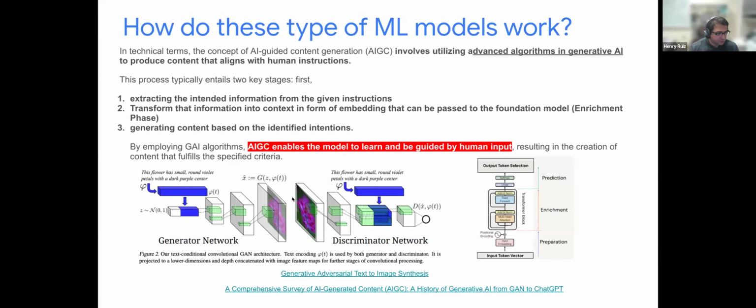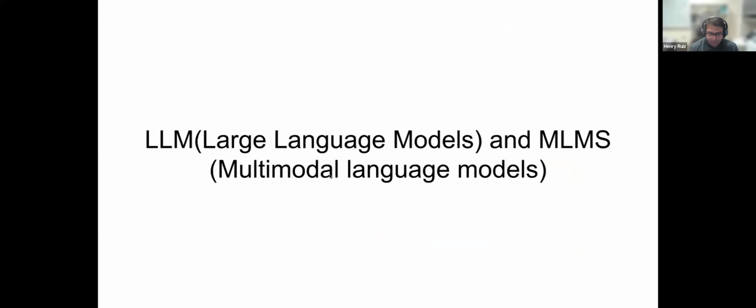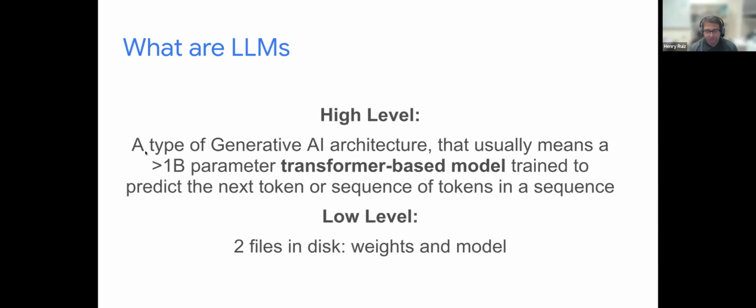Okay, so moving on, we're almost done. We have one type of this kind of architecture, the generative architecture, in large language models, or LLMs, and multimodal language models. So at a very high level, what is a large language model? It's a type of generative AI architecture, usually a transformer-based model with 1 billion or more parameters, trained to predict the next tokens.